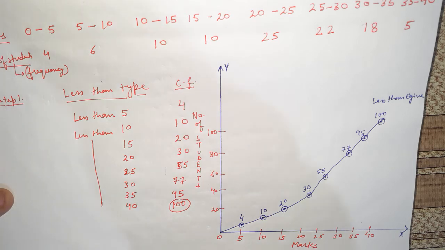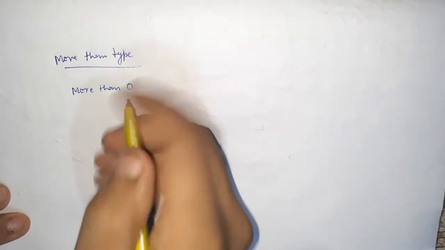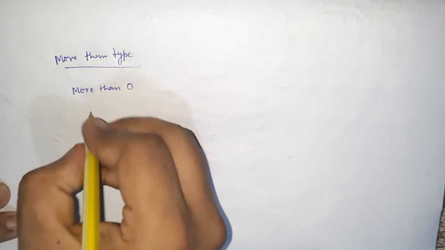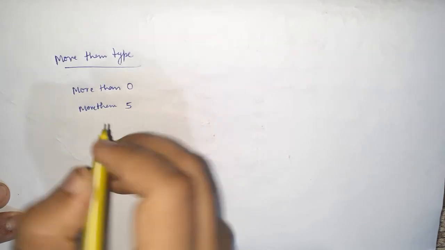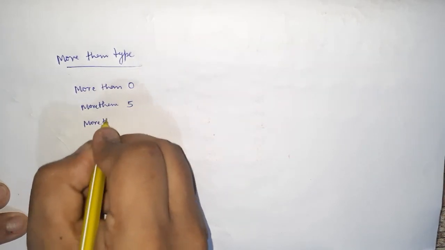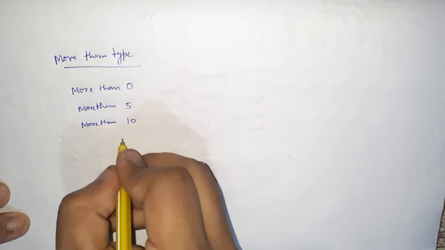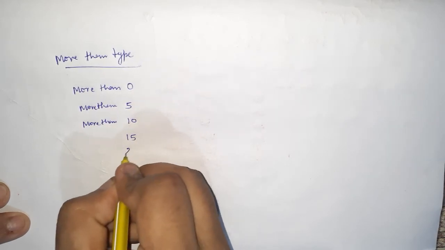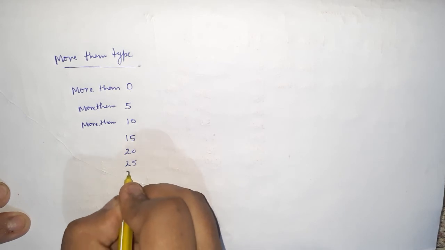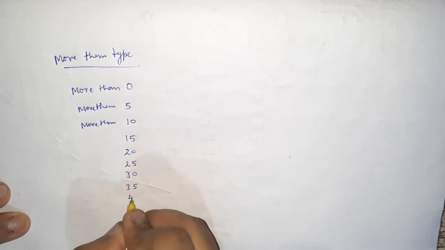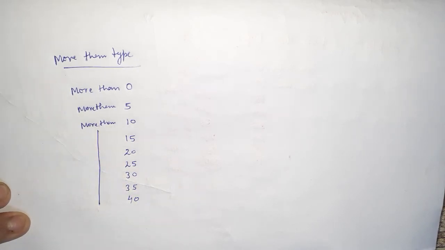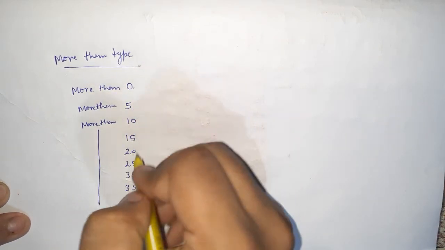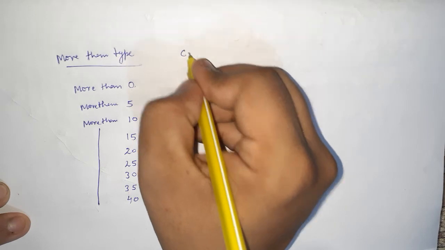Let us see. In more than, we all know we will take the lower limit: more than 0, then more than 5, then more than 10, and so on. It will go 15, 20, 25, 30, 35 and 40. Like this it will go. More than. Now we have got the more than type table. We have converted. These are what? These are the lower limits. Now let us see the cumulative frequencies.